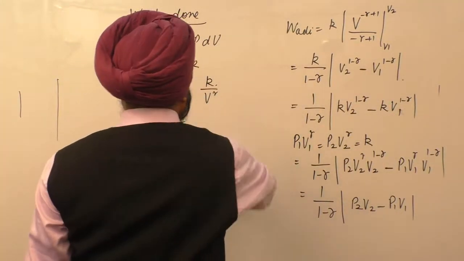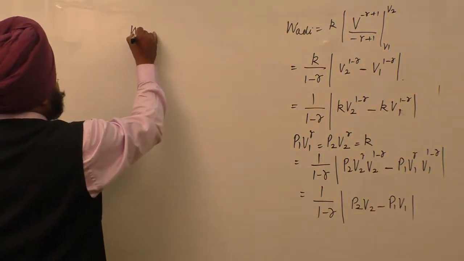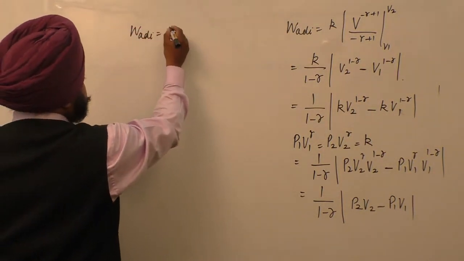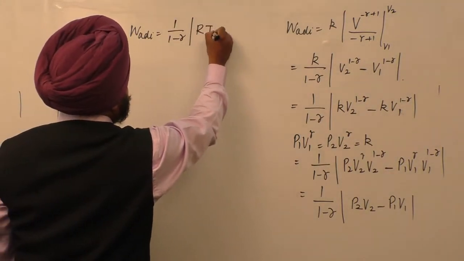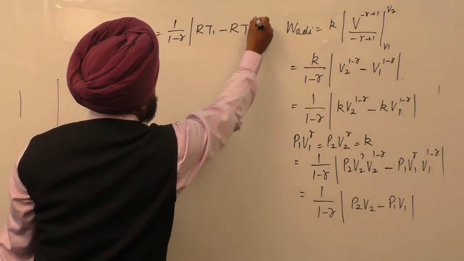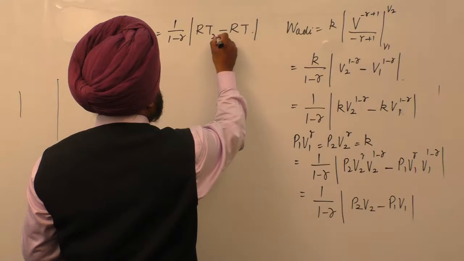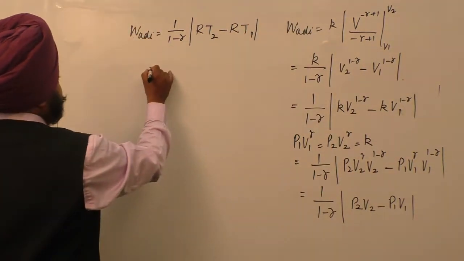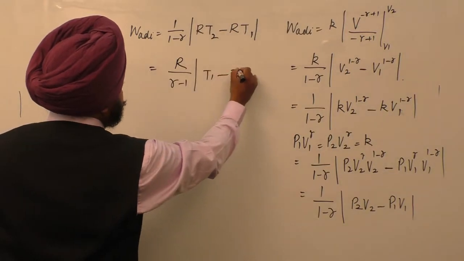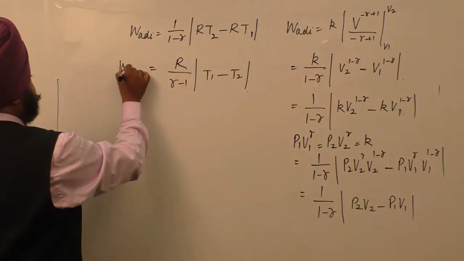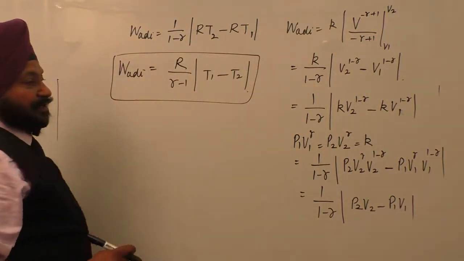Now for 1 mole of an ideal gas, pressure times volume is R times T. So the work done during an adiabatic process will be 1 over 1 minus gamma, R times T1 minus R times T2. So this is T2 and T1, so we'll write T2 here, T1 here, and if I rewrite this, I will write it in this manner: T1 minus T2, taking the negative sign common, and this is the work done during an adiabatic process.